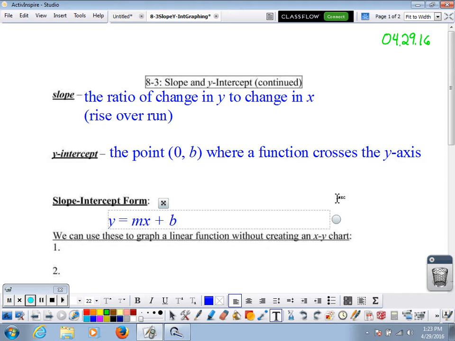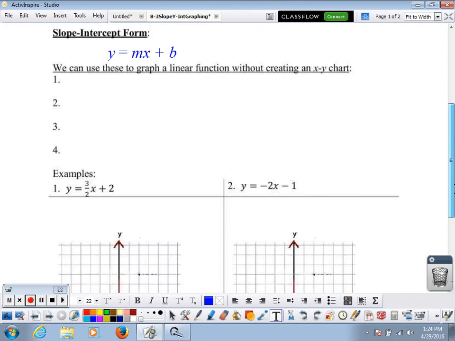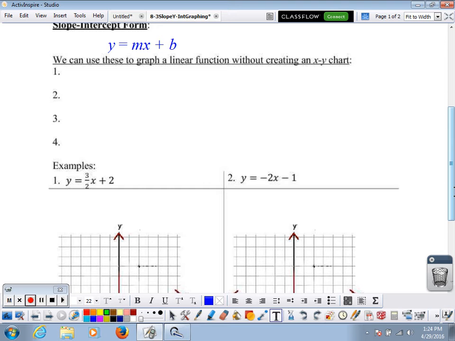Now, what did m represent? Jesse? The slope. M represented slope. And what's b? What does b represent? Bergie? The y-intercept. Y and x are variables. Those are going to stay the same. But the m and the b get replaced with numbers. Now, if we have this equation, we can use it to graph the linear function.